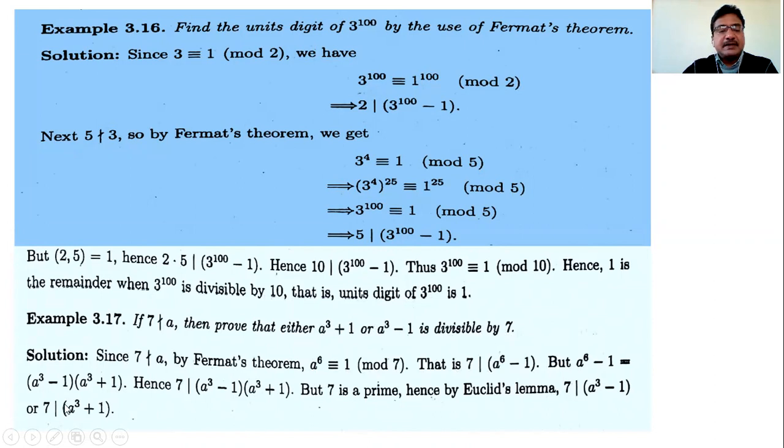But the factorization of a raised to 6 minus 1 is a cubed minus 1 times a cubed plus 1, so 7 divides this product. 7 is prime, so by Euclid's lemma, 7 divides one of them. That is, 7 divides a cubed minus 1 or 7 divides a cubed plus 1. That is the proof.